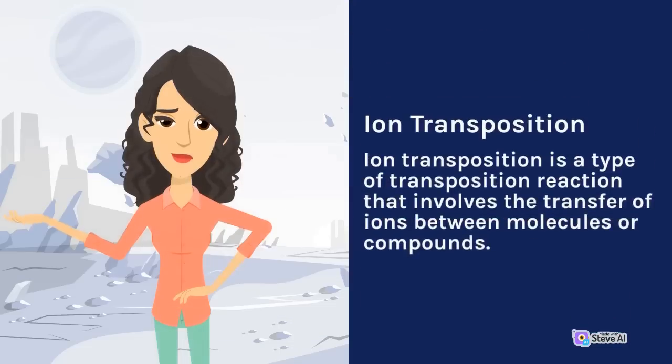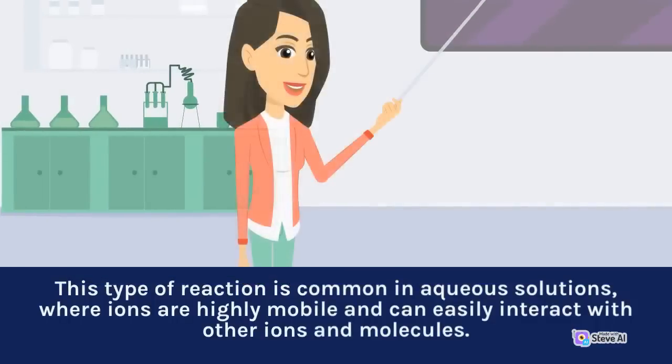Ion transposition. Ion transposition is a type of transposition reaction that involves the transfer of ions between molecules or compounds. This type of reaction is common in aqueous solutions, where ions are highly mobile and can easily interact with other ions and molecules.